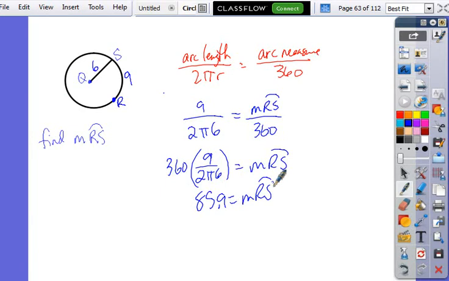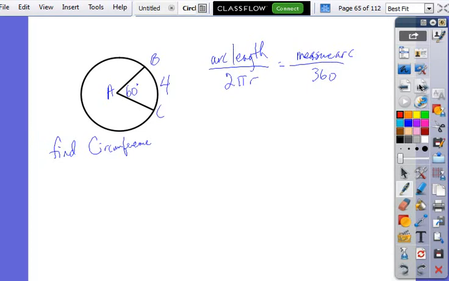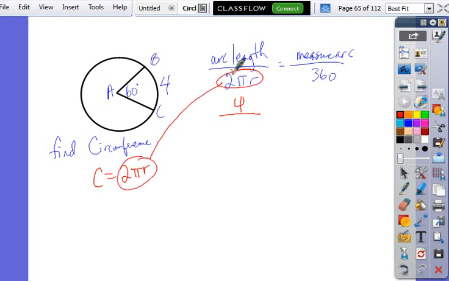If I'm looking at this one, arc length, where does that always come from? Outside, so that's the 4. Here's where we're going to change it a little bit. What is the formula for circumference? 2 pi r. Well, look here, 2 pi r. Since I'm looking for C, which is 2 pi r, I'm going to take that out and replace it with C.